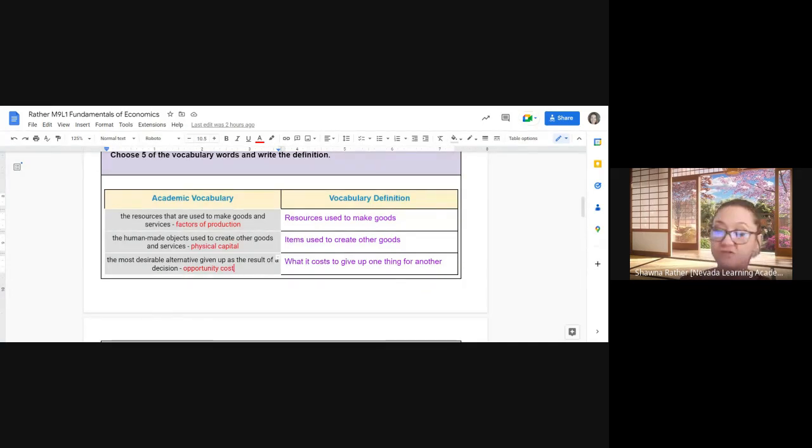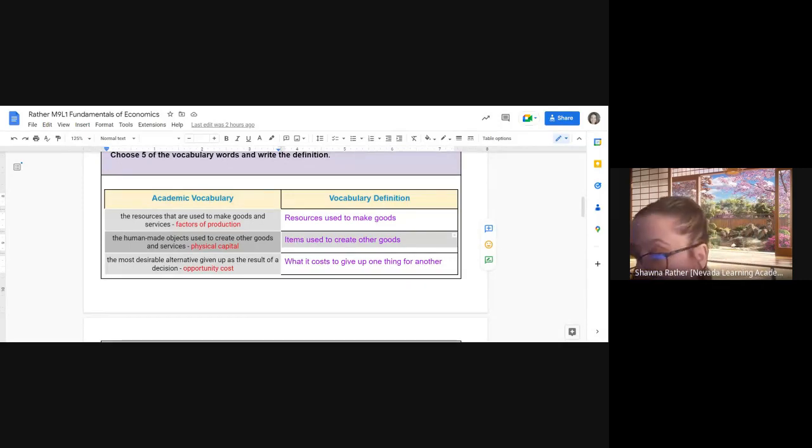Self-made. So we have factors of production, right? And those are resources used to make goods, right? I'm putting these in the chat, guys. The human-made objects used to create goods and services, those are physical capital, right? So another definition would be items used to create other goods. That could be anything from like machinery. It could be like buildings, anything needed to help make other goods, right?